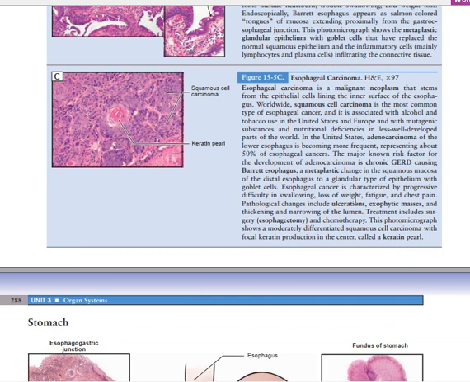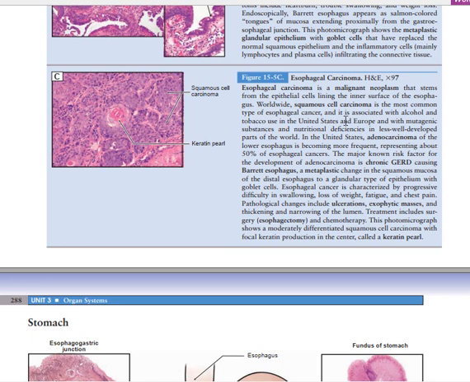The next one now is esophageal carcinoma. You need to know esophageal carcinoma is a malignant neoplasm that stems from the epithelial cell lining at the inner surface of the esophagus. Generally, the most common esophageal carcinoma is squamous cell carcinoma. Why? Because the esophagus is mostly made up of stratified squamous epithelium. So generally, it is squamous cell carcinoma.